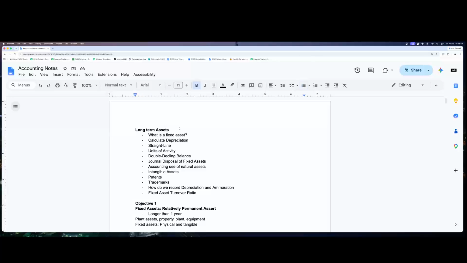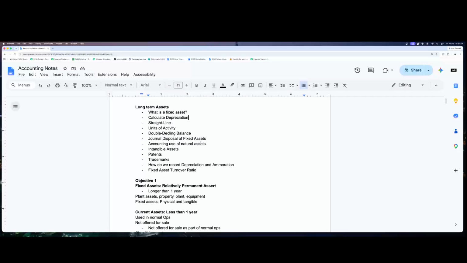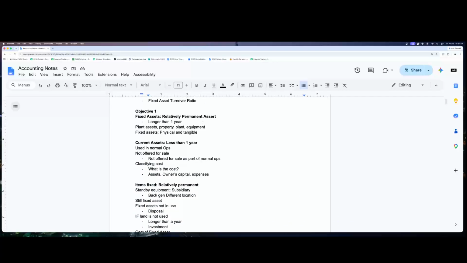Let's talk about general stuff when it comes to the field of accounting. An important thing is to understand what is a long-term asset, okay? When it comes to these assets, these could be fixed assets, and then being able to calculate depreciation, types of depreciation, as well as tangible assets, patents, trademarks, intangible assets. So what are these fixed assets?